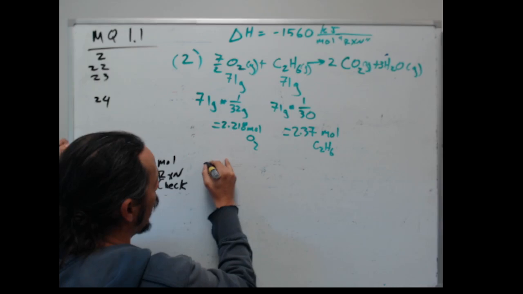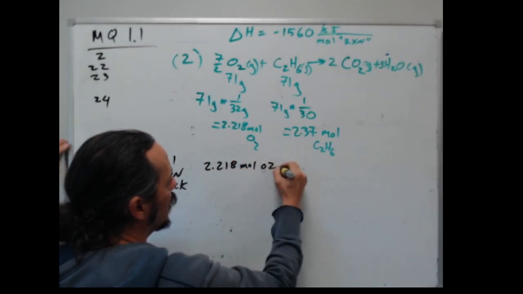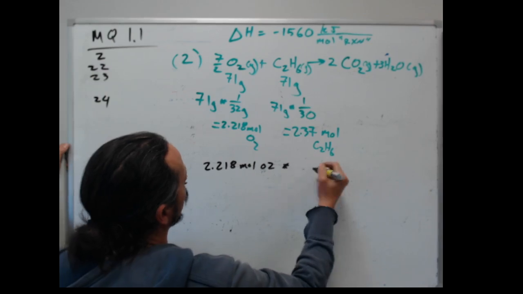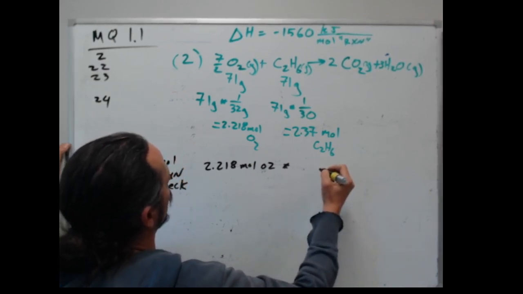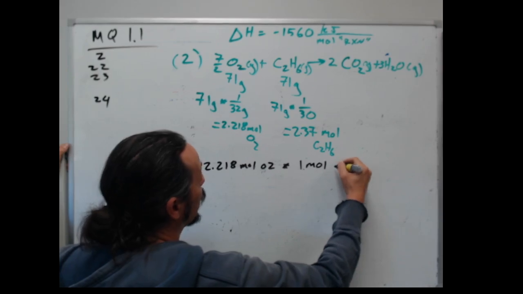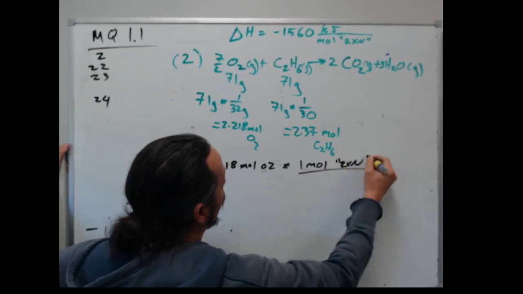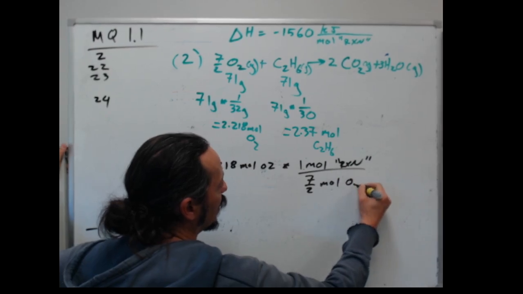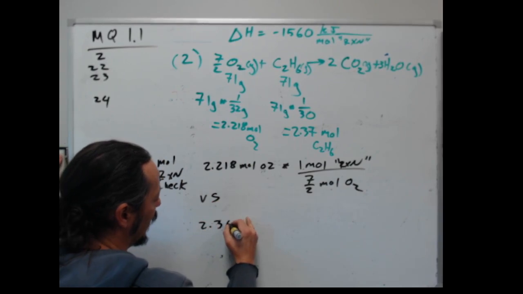But what we do is we just take 2.218 moles O2 times, so like 1 mole reaction over, yeah, I was just blanking out on the units for a second. 1 mole of reaction has 7/2 moles of O2. And we'll compare that to 2.37.